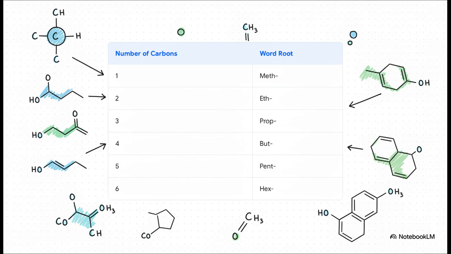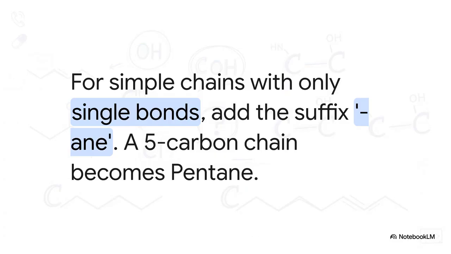If there's one carbon, the root is meth. 2 carbons, eth. 3 is prop, and so on. You see pent for 5, hex for 6. It's just a straightforward code for counting carbons. Easy enough, right? Okay, ready for our first grammar rule? It's a piece of cake.